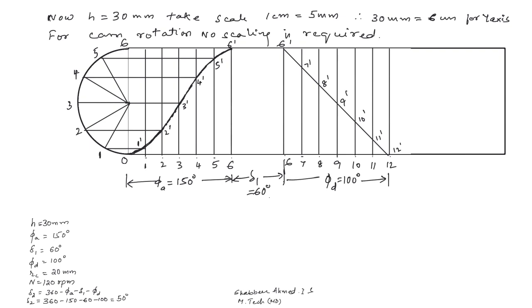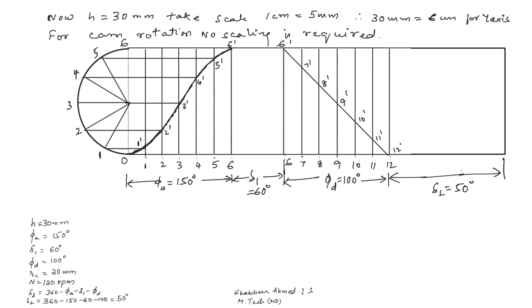So the remaining part will be delta 2, let us say that is equal to 50 degrees. Okay, so this is the total displacement diagram for this given problem.